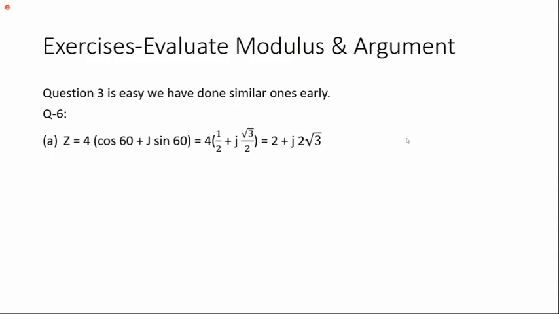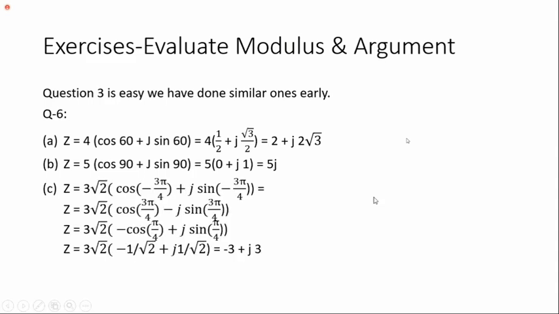There was a question of six parts. I can't remember the question. I think it was to convert to Cartesian form, simple, right? Converting to Cartesian form, nothing, not difficult. Just use the values: cos 60 is half, sin 60 is square root of 3 by 2. Then you get this answer. Here cos 90 is 0, sin 90 is 1, and this one.